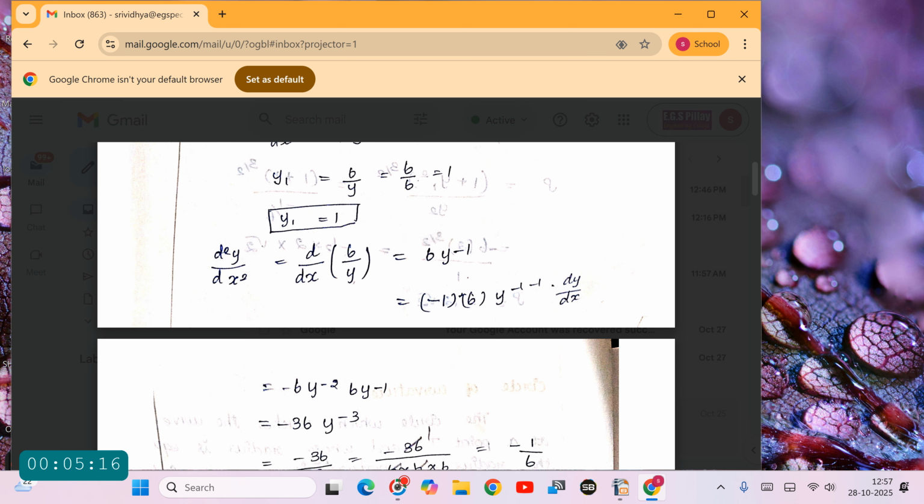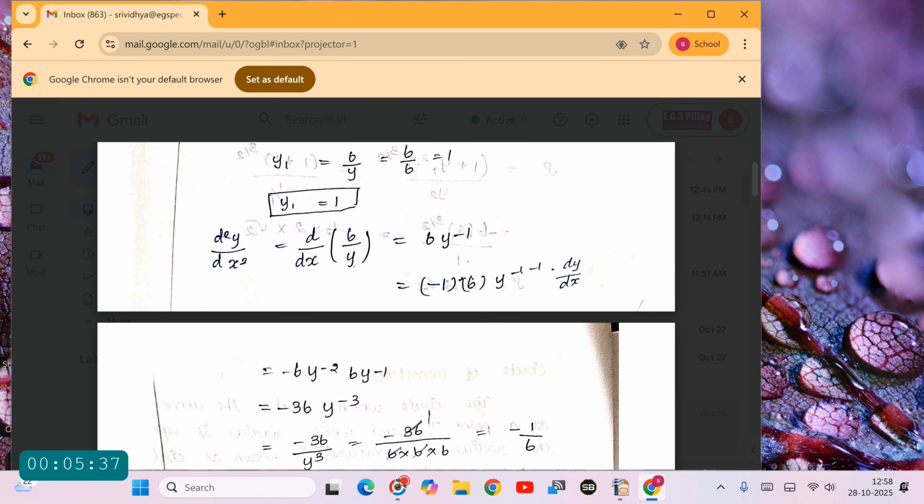For framing the equation of the circle of curvature, the first requirement is to find y1 at the point 3, 6. Just now we found that y1 is equal to 1. The second step is to find y2. Next we are going to apply the point 3, 6 in y2, that is in d square y by dx square.